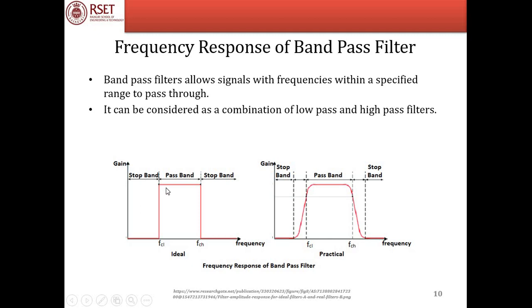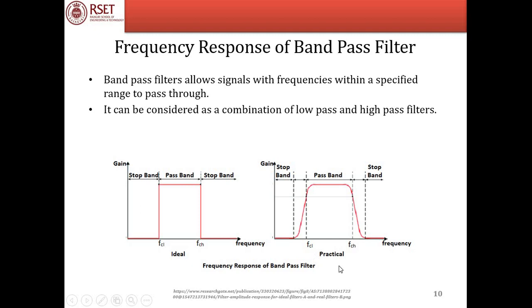pass band. And as in the previous cases, for the ideal band pass filter, the transition from stop band to pass band is very sharp or sudden. And similarly, at the higher cutoff frequency, the transition from pass band to stop band is also sudden. We have two stop bands and a single pass band between the lower cutoff frequency FCL and the upper cutoff frequency FCH for a band pass filter.